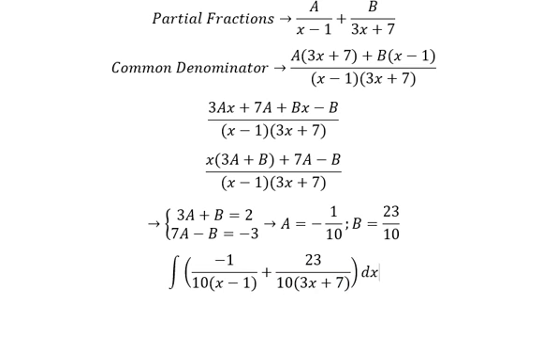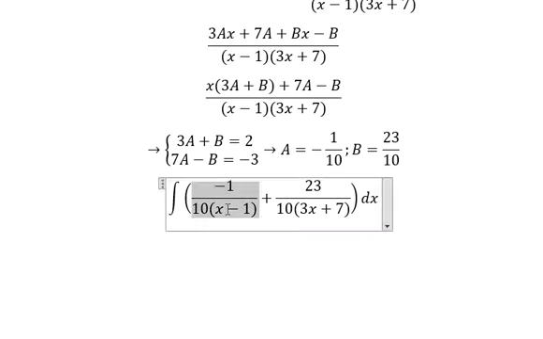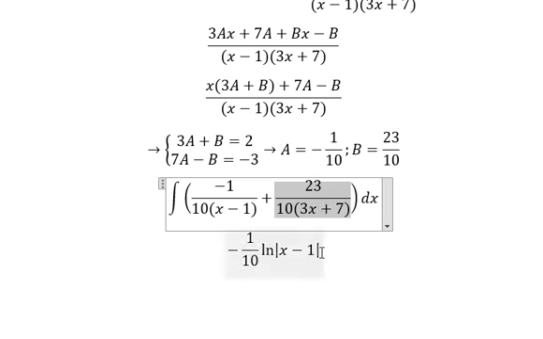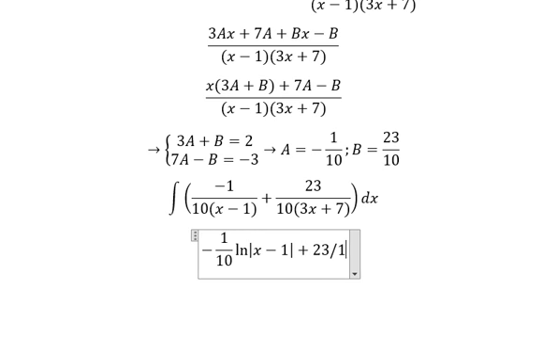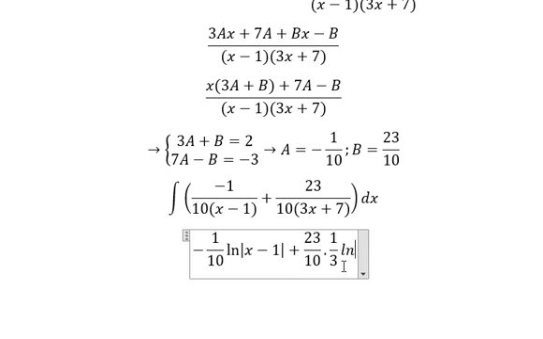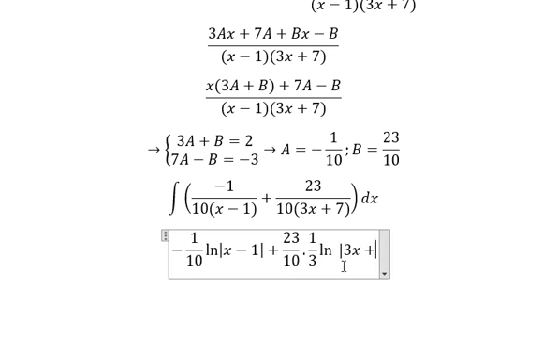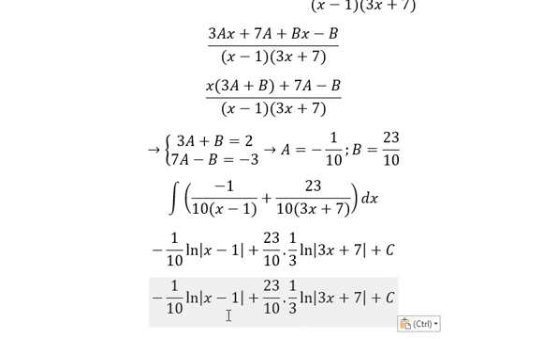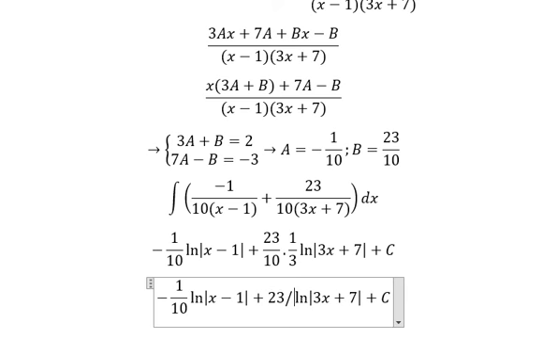And now we get the final answer. The integral of this one, you will get -1/10 ln of the absolute value of s minus 1. The integral of this one, you will get 23/10 multiplied by 1/3. Number 3, that's it from here. Ln of the absolute value of 3x plus 7. And we put c. So this one you get 23/30.